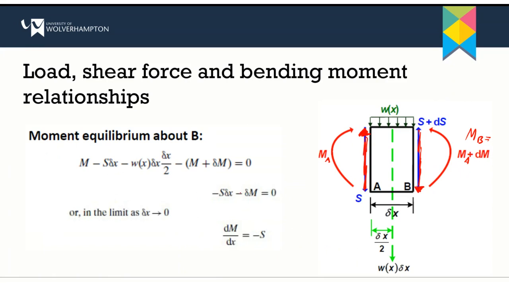We already know what W delta x is. W delta x is actually dS. So if we solve that, we can see that minus S delta x plus delta M equals 0, or that the change in the moments over the change in length is equal to the shears. In this case, it is not a minus, it's a plus.